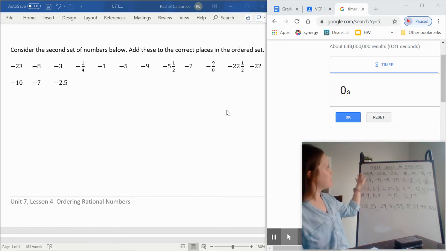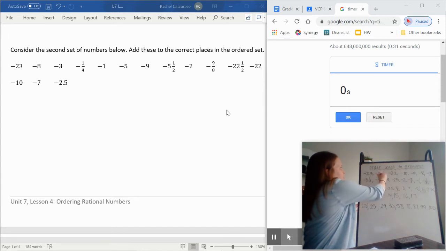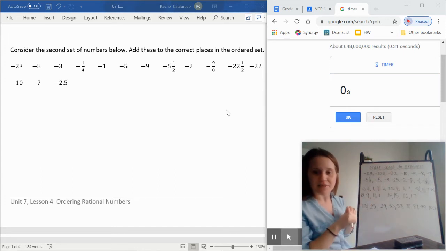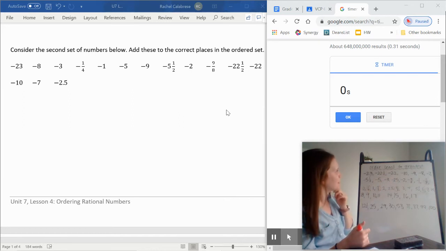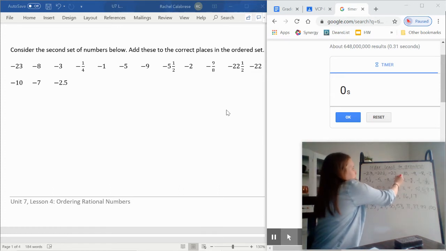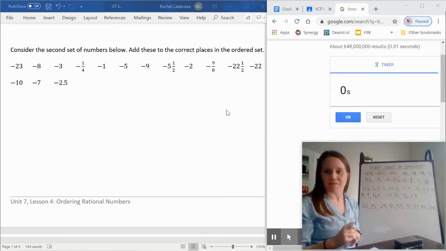Okay. Then I have negative 22 and a half. Did you get that? Awesome. And then negative 22. Pay careful attention to these fraction and mixed number ones. So negative 22 and a half. Pay really careful attention. Positive 22 and a half comes between 22 and 23. So negative 22 and a half will come between negative 23 and negative 22. Okay. Also look at, let's see, find, please, negative 2.5.